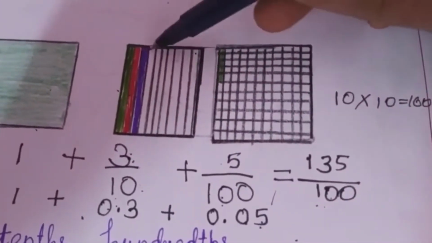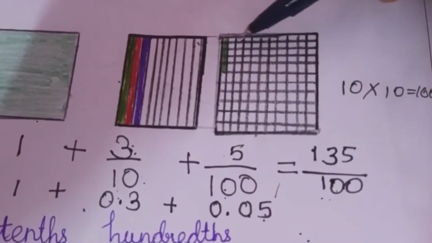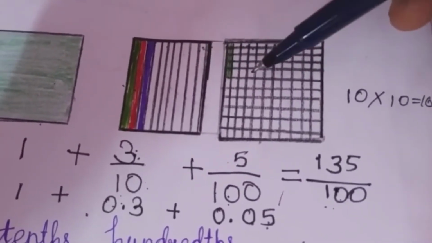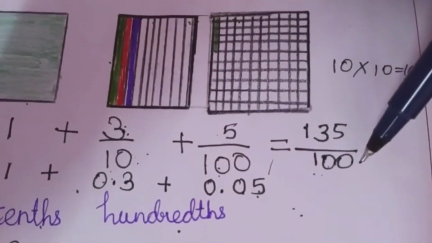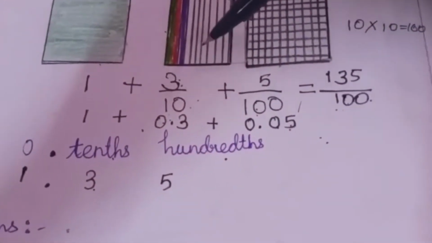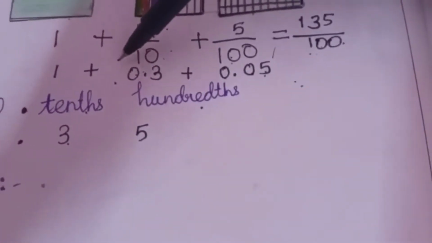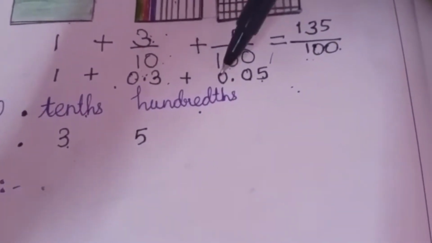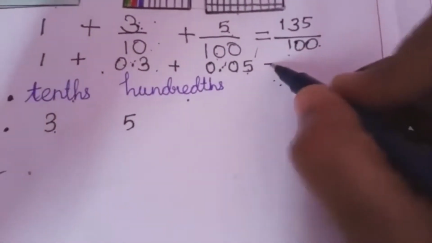Here we have 10 columns, right? The same 10 columns are further divided into 100 columns. So tens are equal to hundreds. So when we add, 10 will also come as 100 only. Got it? We have added according to the columns that are colored, and then we wrote it in points. This is 1 plus 0.3 in tens, 0.05 under hundreds. We will add this also.